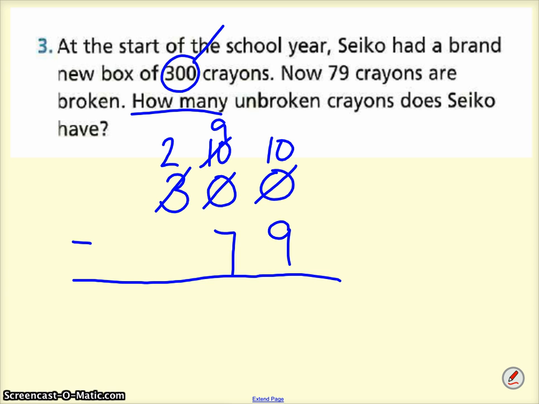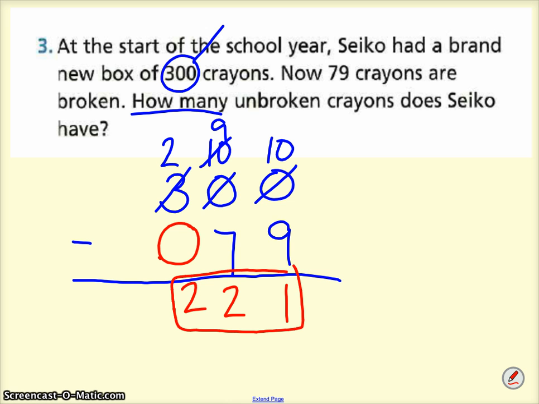10 minus 9 is 1. 9 minus 7, 2. And I have 200. And I have nothing here in the hundreds place to take away. So that is going to leave 200. There are 221 unbroken crayons.